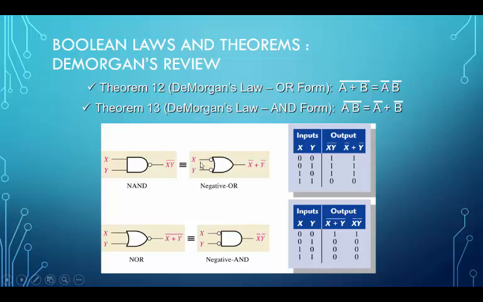In the AND function, or NAND, X NAND Y, that is X and Y inverted, is the same as not X or not Y. Sometimes a shortcut that is used is the phrase, break the line and change the sign.